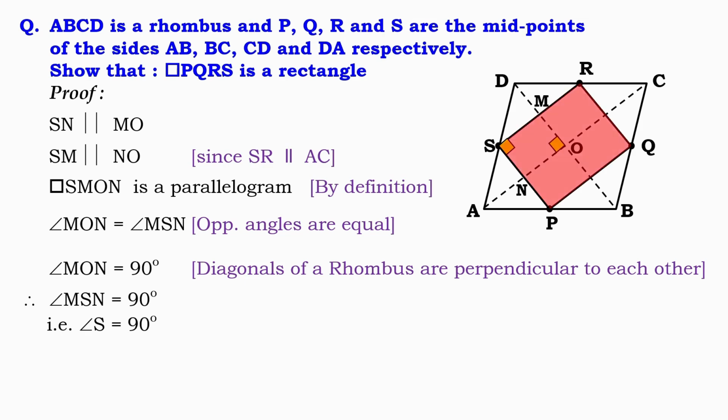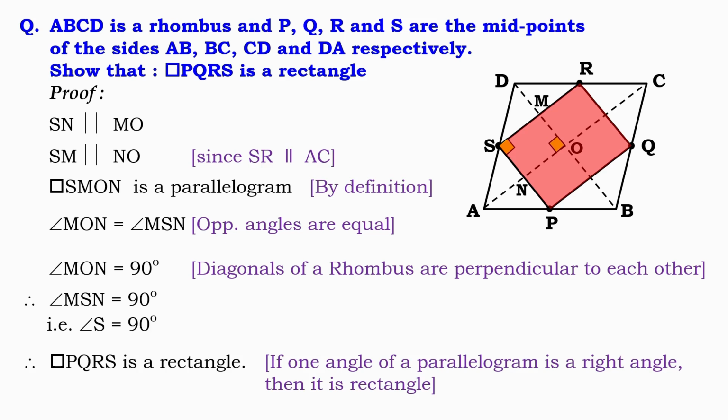Correct? So now take a look at parallelogram PQRS. What we got is that angle S is 90 degrees. We know that if one angle of a parallelogram is a right angle, then we can clearly say that it is a rectangle. So that's why this PQRS is a rectangle.